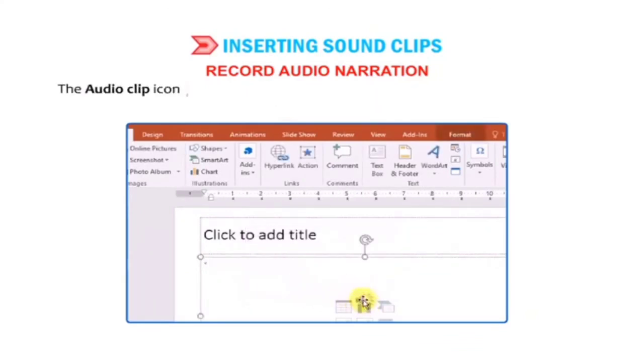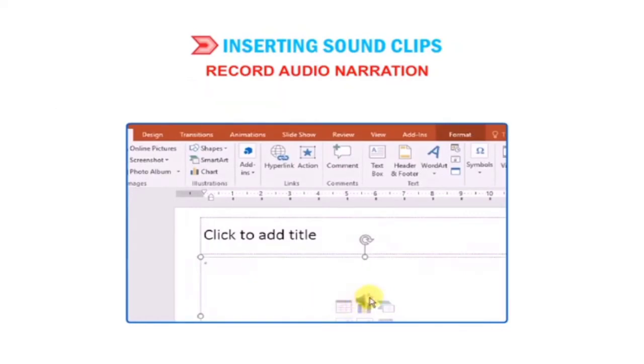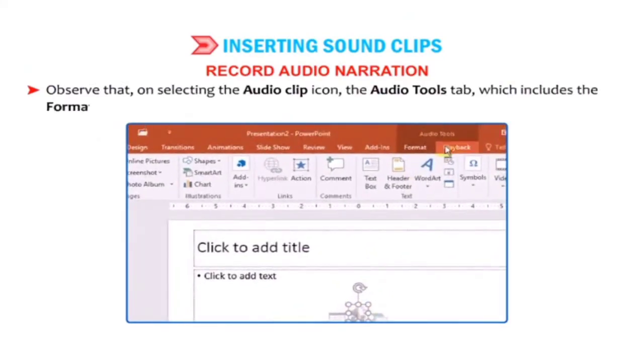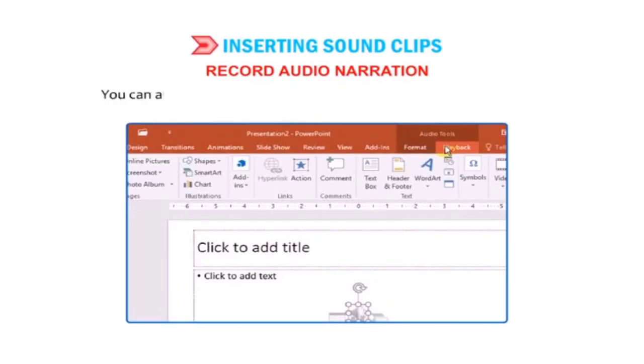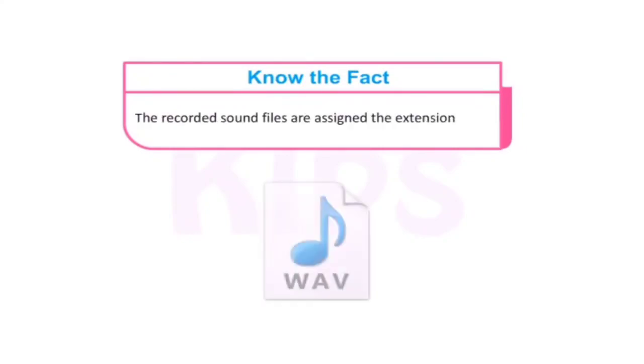The audio clip icon appears on the slide, denoting that the audio file has been embedded in the slide. Observe that on selecting the audio clip icon, the Audio Tools tab, which includes the Format and Playback tabs, appears on the ribbon. You can also see the audio playback controls displayed on the slide. Students, note the fact that the recorded sound files are assigned the extension .wav.